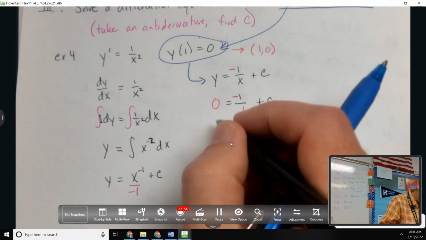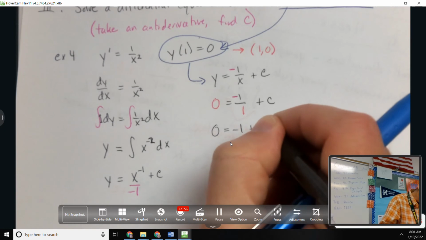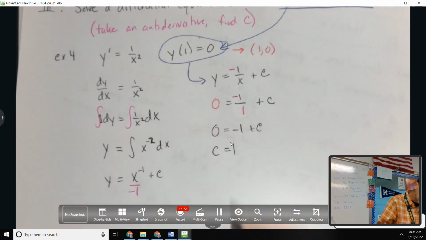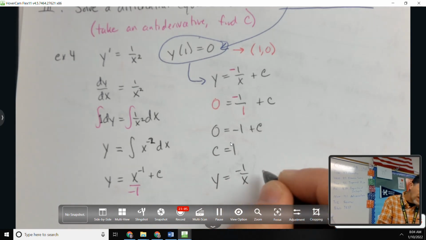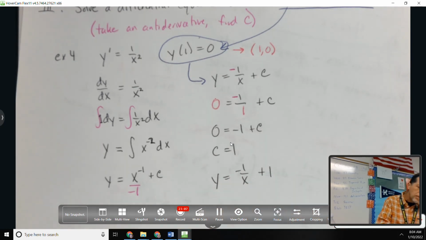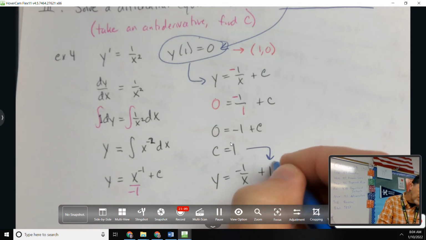So 0 equals negative 1 plus c. C equals positive 1. So now my answer is negative 1 over x plus 1, because I figured out what c is.